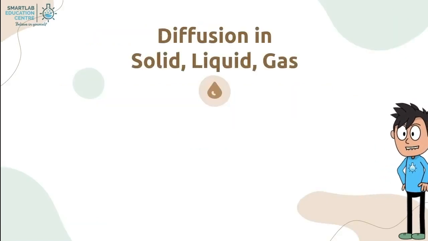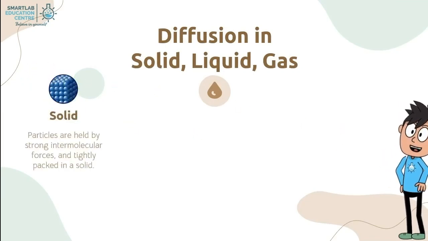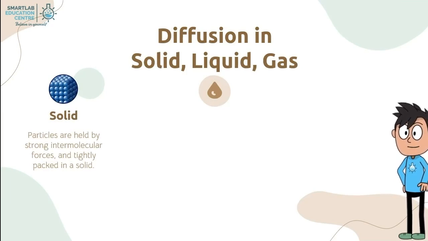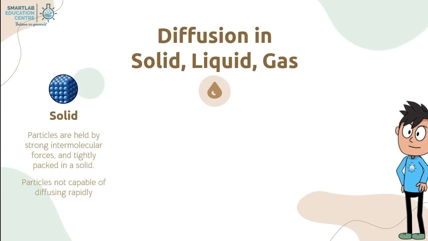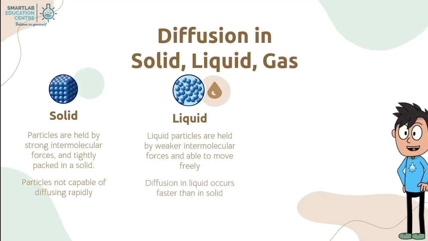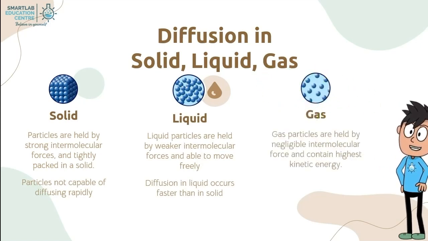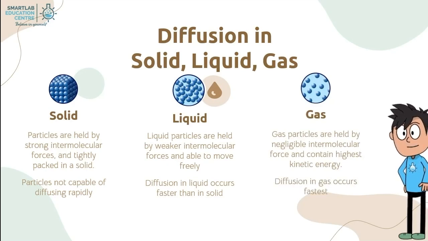Let's take a look at how diffusion works in solid, liquid, and gas. Solid. Particles are held by strong intermolecular forces and tightly packed in a solid. Particles in solid are not capable of diffusing rapidly. Liquid. Particles are held by weaker intermolecular forces and able to move freely. Diffusion in liquid occurs faster than in solid. Gas. Particles are held by negligible intermolecular force and contain highest kinetic energy. Diffusion in gas occurs fastest.